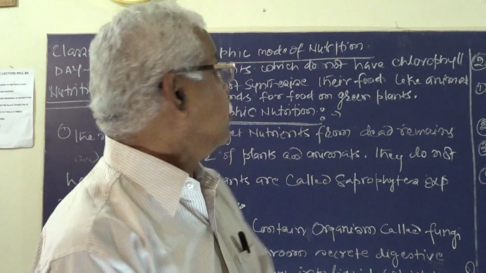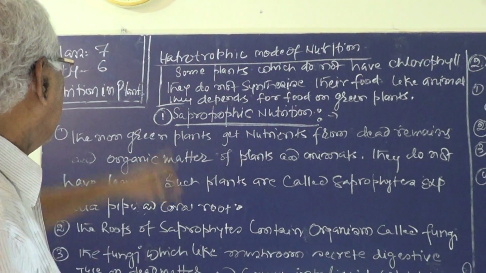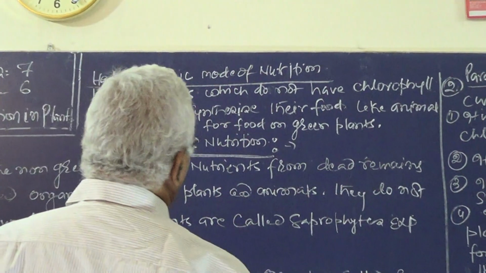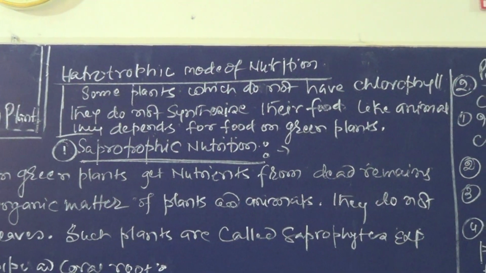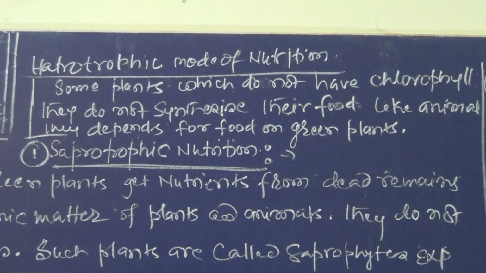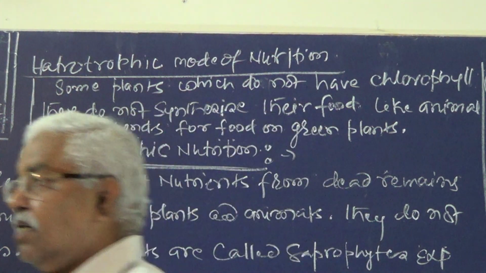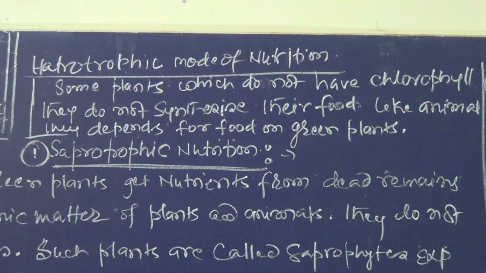That is what we are going to teach you: the heterotrophic mode of nutrition. Some plants do not have chlorophyll and do not synthesize their food. Like animals, they depend for food on green plants.